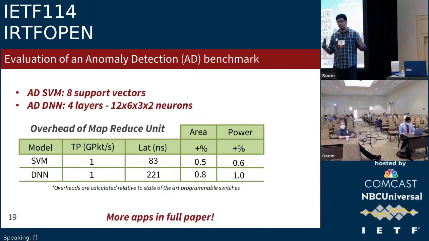Again, if you don't need, say, the full suite of benchmarks, you only want a reconfigurable fabric that will let you do anomaly detection, you can do it with minimal overhead here. And in the paper, there are several more applications if people are interested, such as a congestion control network and a traffic classification network.